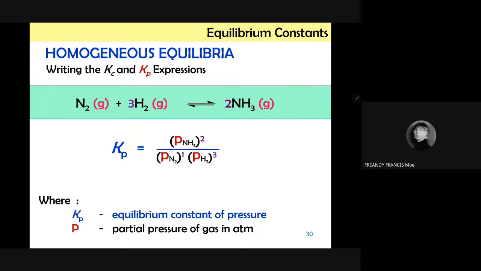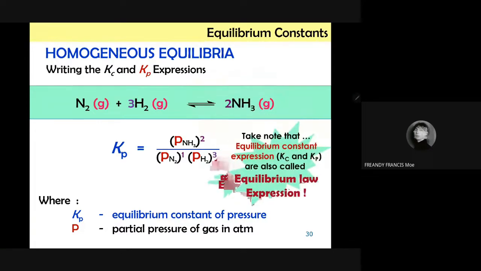Okay. So take note that equilibrium constant expression KC ataupun KP is also called equilibrium law expression. So kalau soalan tanya, write the equilibrium law for this reaction, kamu tulislah KP ataupun KC dia. This is the expression of the law of mass action. Kalau soalan tanya, what is the law of mass action for this reaction? Kamu tulis macam ni saja.